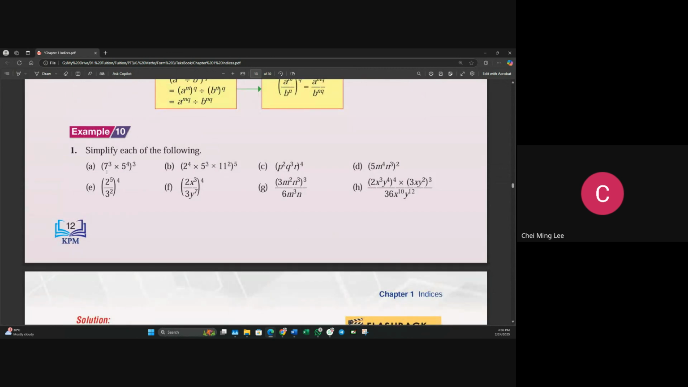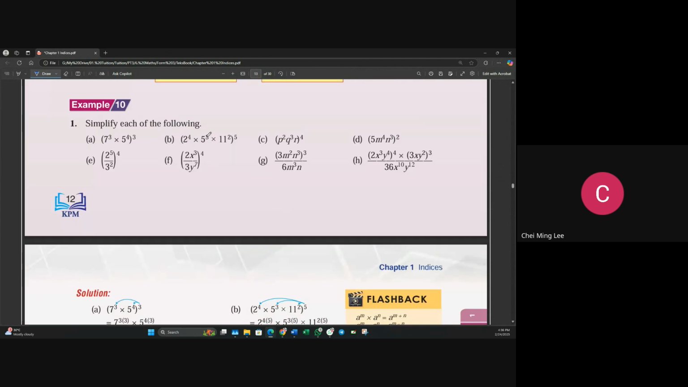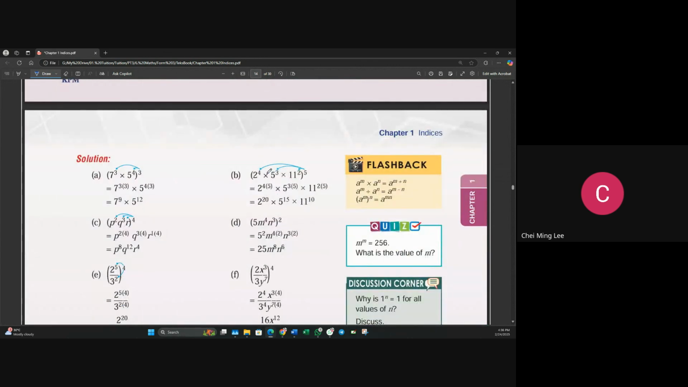For this one, 7 to the power of 3 multiplied by 5 to the power of 4, whole thing power of 3. So it becomes 7 power of 3 times 3, 9. And then 5 to the power of 4 times 3 becomes 12. For the second question, 2 to the power of 4 multiplied by 5 to the power of 3 multiplied by 11 to the power of 2, whole thing power of 5. So 2 to the power of 4 times 5, which is 20. 5 to the power of 3 times 5, which is 15. 11 to the power of 2 times 5, which is 10.